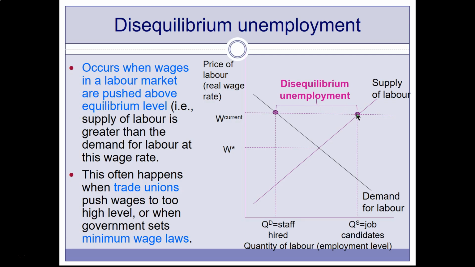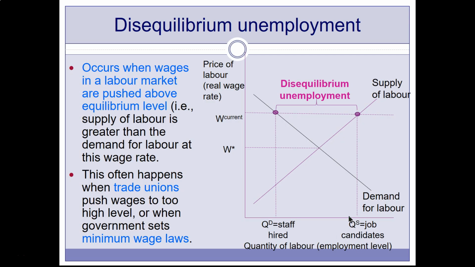Quantity supplied, this point on the diagram, will determine the number of job candidates available. Supply of labor at this new current wage rate will be relatively high. There will be, let's say, 100 people looking for a job, willing to work. However, at the same wage rate, this point on the demand curve will determine quantity demanded. Firms will be prepared to hire this many workers, let's say 20. So there will be a gap between quantity demanded and quantity supplied.